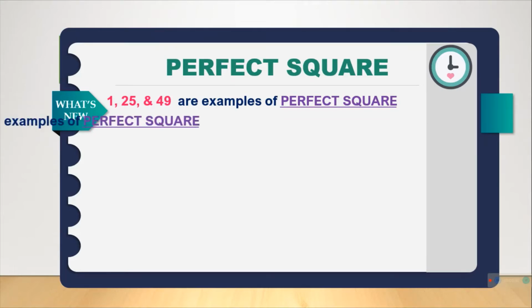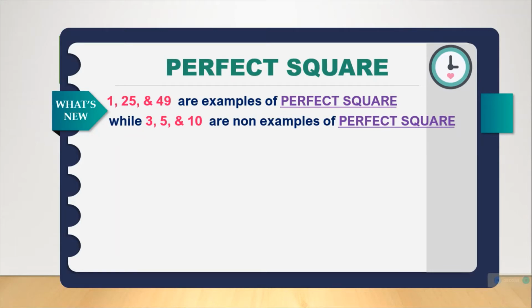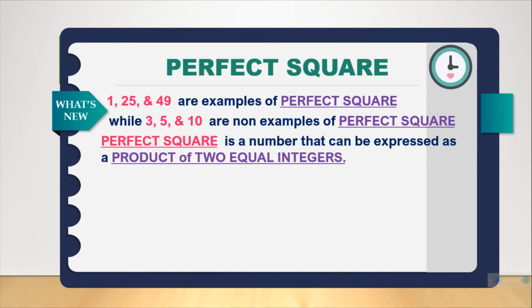That is perfect square. So, while 3, 5, and 10 are non-examples of perfect square kasi hindi eksakto yung sagot nila pag in-square root. Walang makukuha kasi 1 times 1 is 1 and then 2 times 2 is 4. So, wala yung 3. Ibig sabihin, ang magiging sagot pagka non-perfect square ay may decimal numbers. Next, perfect square is a number that can be expressed as a product of two equal integers. So, parehas na parehas yung pinang-multiply mo. At kung ano yung magiging sagot, that is perfect square.